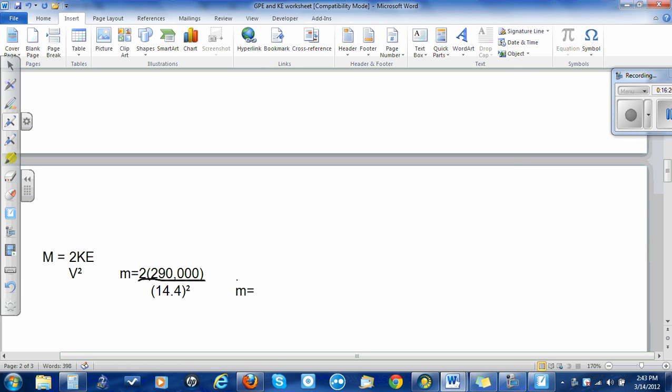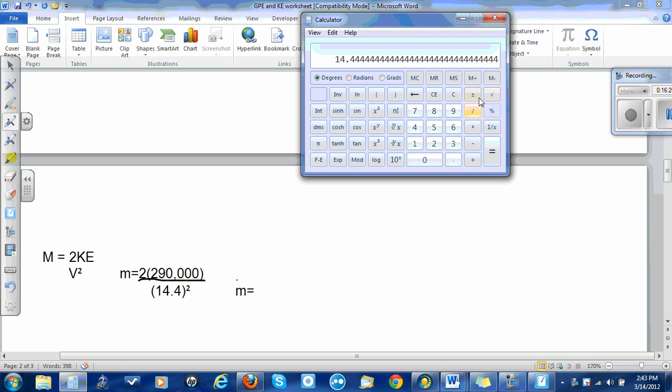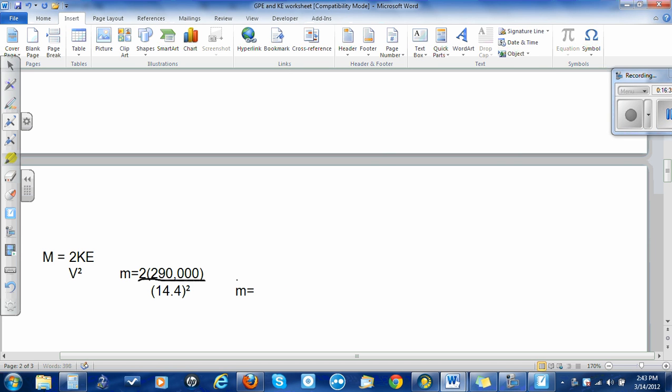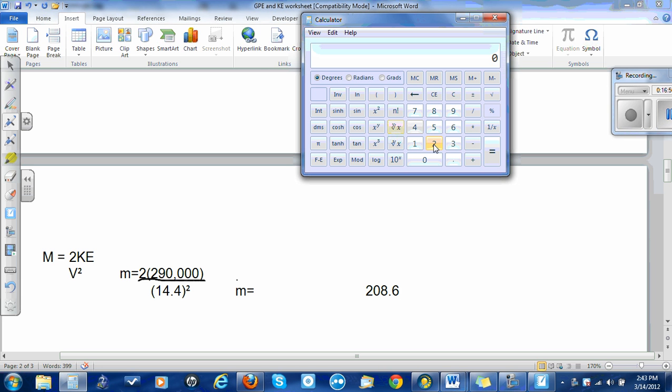So again, like I said, I do the squaring first. So I can square that, 14.4, 208.6. All right, I'm going to write that down over here somewhere, 208.6. Okay, and then I'm going to go back and multiply the 2 by the 290,000. 2 times 290,000 equals 580,000.